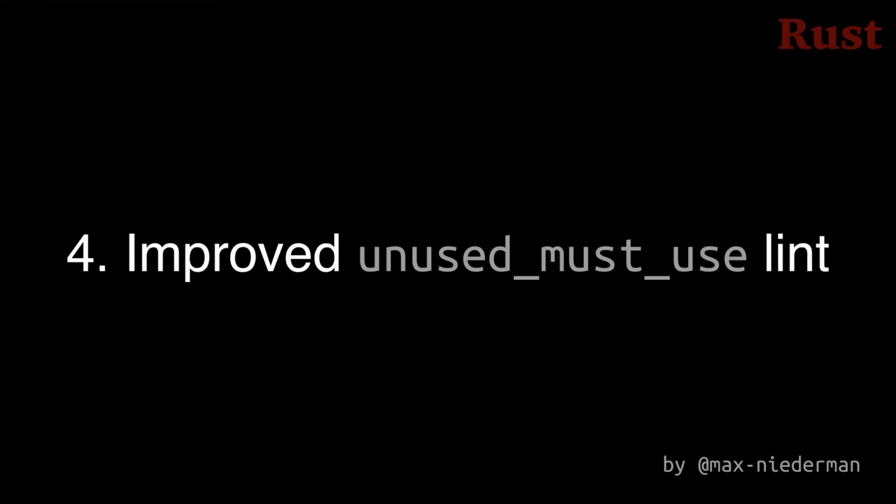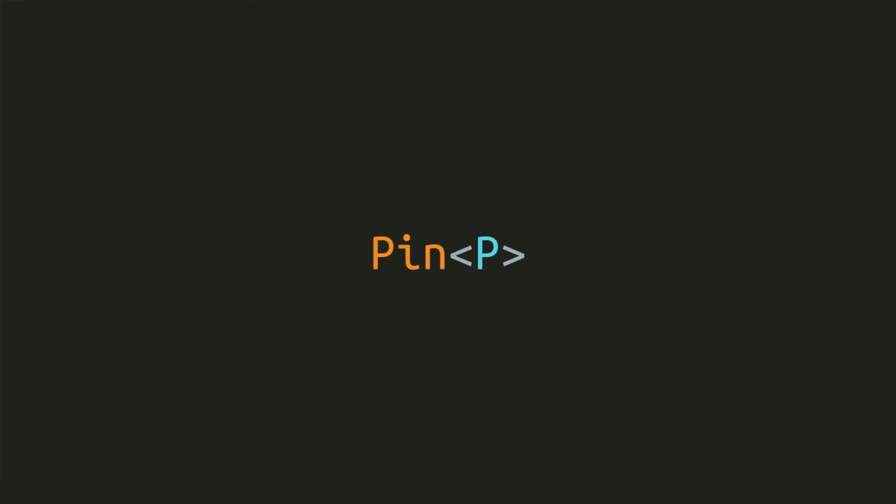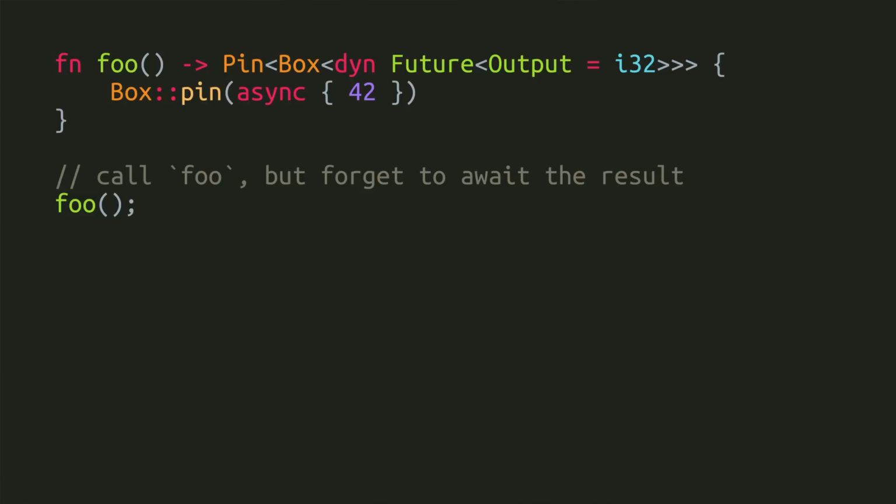Number 4, the unused must-use lint has been improved so that it warns when a Pin struct is returned wrapping a value that is marked must-use, but is not in fact used. This might seem like a corner case, but it is actually a fairly common pattern in async code at the moment. Hopefully async Rust continues to progress rapidly like it has in recent years so that we don't have to deal with this level of complexity in the future, but let's break down what's going on here.